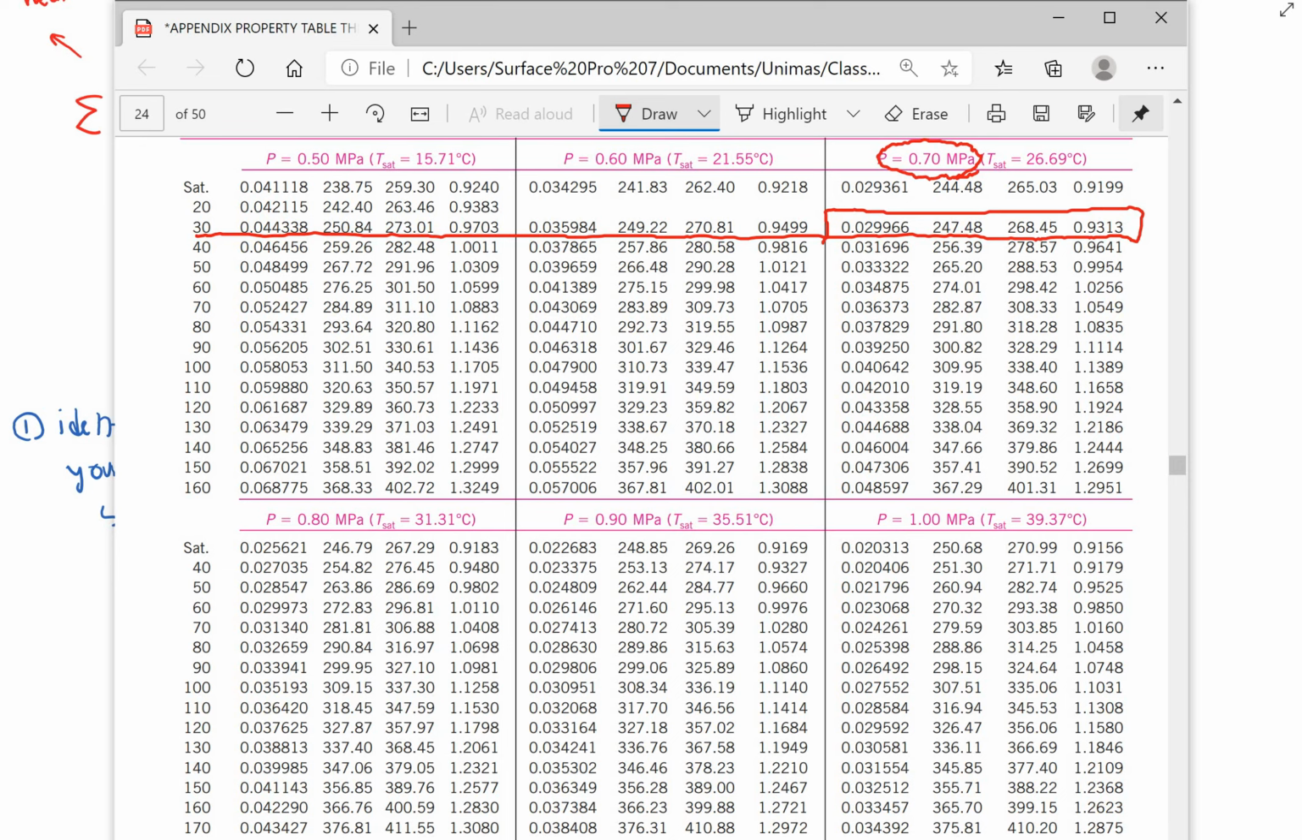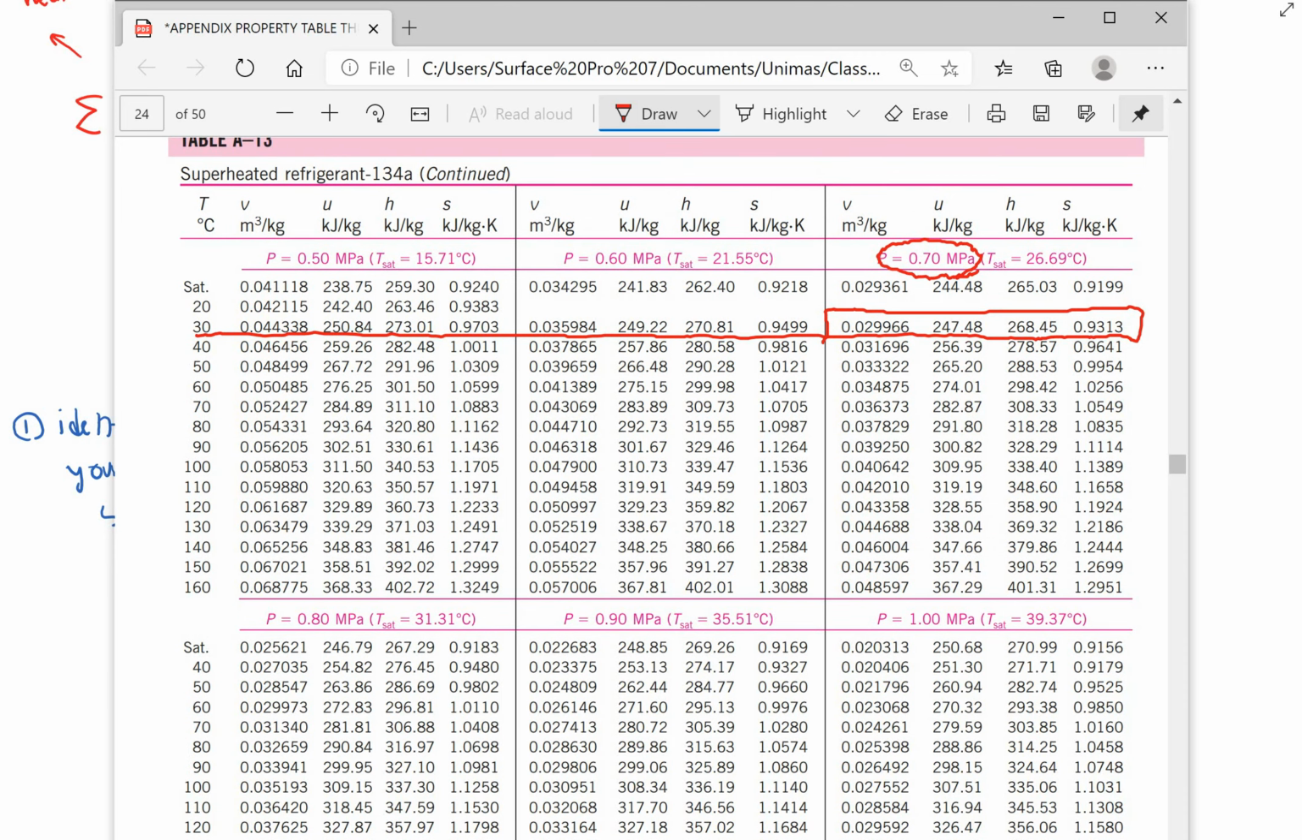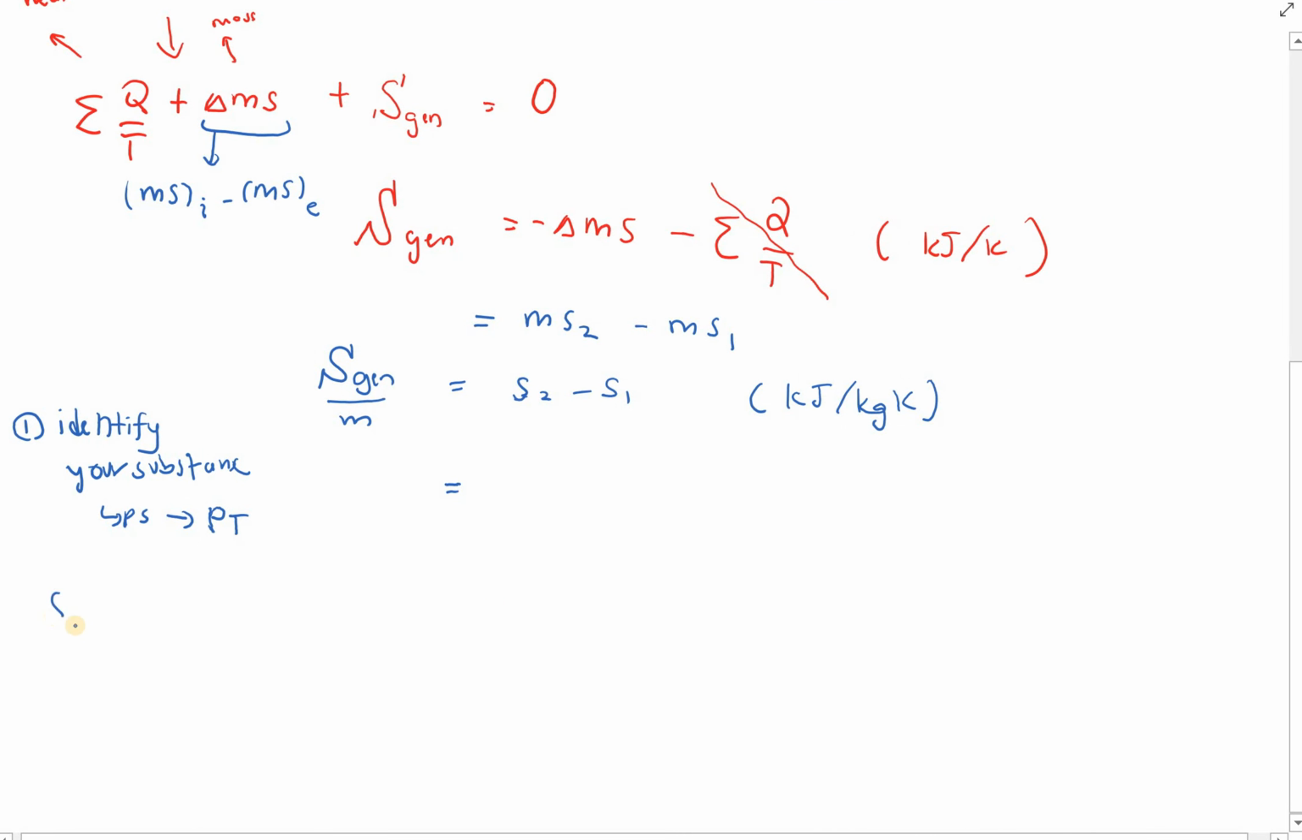Yeah, we're looking for s. So which one is our s? Here, 0.9313. That is our s. So our s1 is equal to 0.9313 kilojoule per kilogram Kelvin.